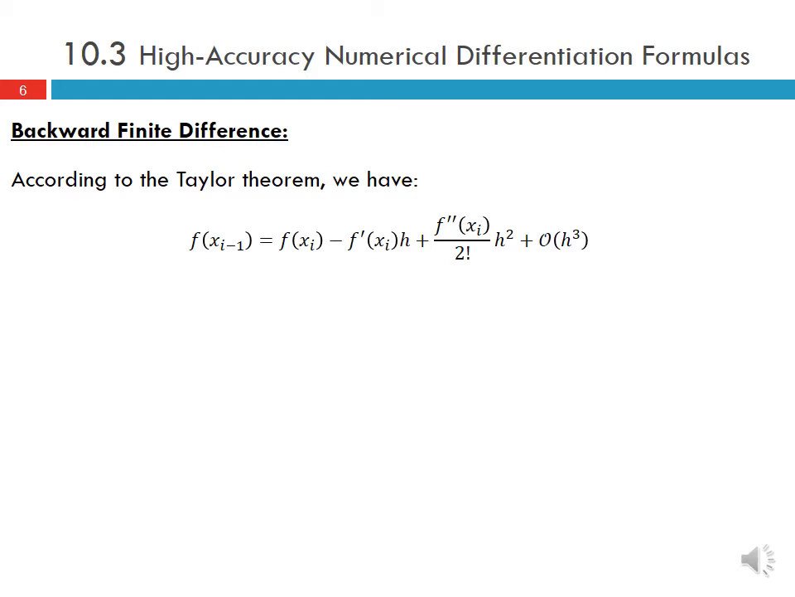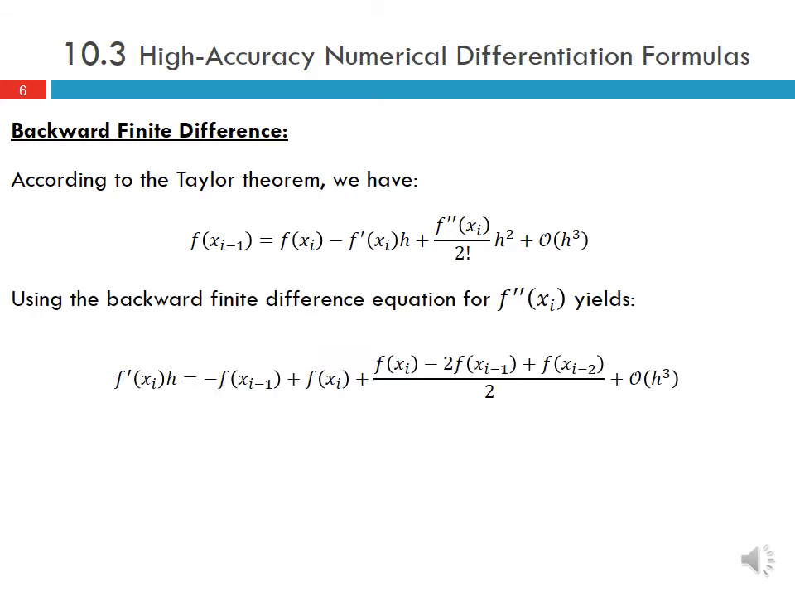We can follow the same procedure for the backward finite difference. Again, according to the Taylor theorem, we have that f of xi minus 1 is equal to f of xi minus f prime xi times h plus f double prime xi over 2 factorial h squared plus an error term of order h cubed.